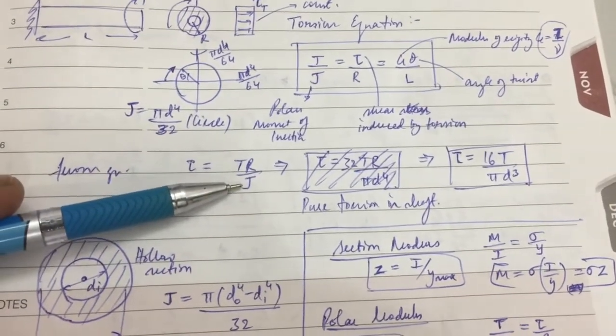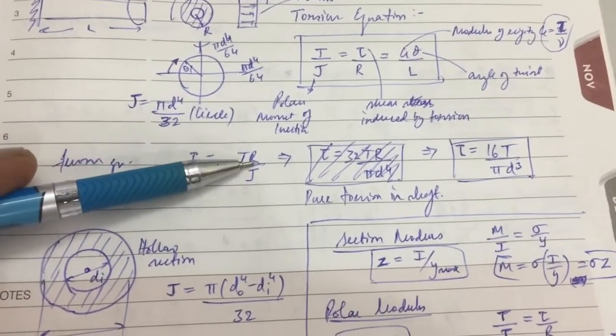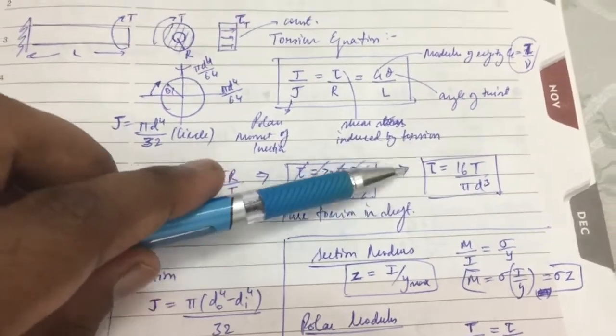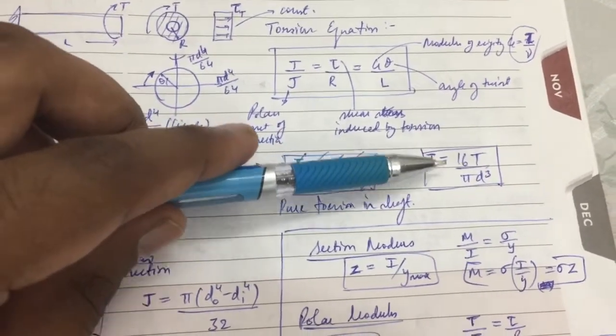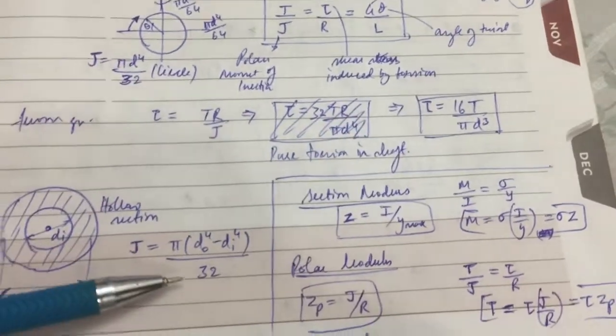From this equation, we can evaluate the shear stress induced due to the torsion, which is TR by J. If we put this equation in terms of the diameter, we get the pure torsion in the shaft, that is rho equals 16T by pi d cube.